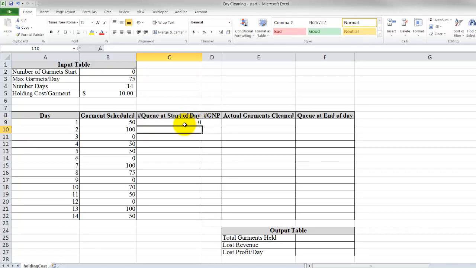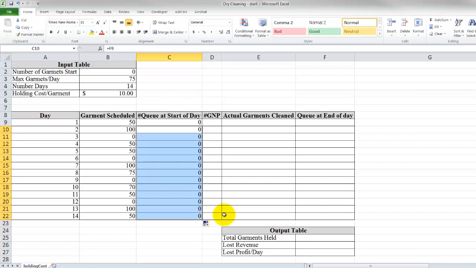Now let's think about how we're going to develop this spreadsheet. We're going to develop this spreadsheet in a way that we can't simply fill this formula down. What we actually want to do here is reference the Q at the end of the day. So for day 2, the number of Q at the start of the day will be equal to the Q at the end of day 1. So we'll make that reference in the row above, hit equals, and fill this formula down.